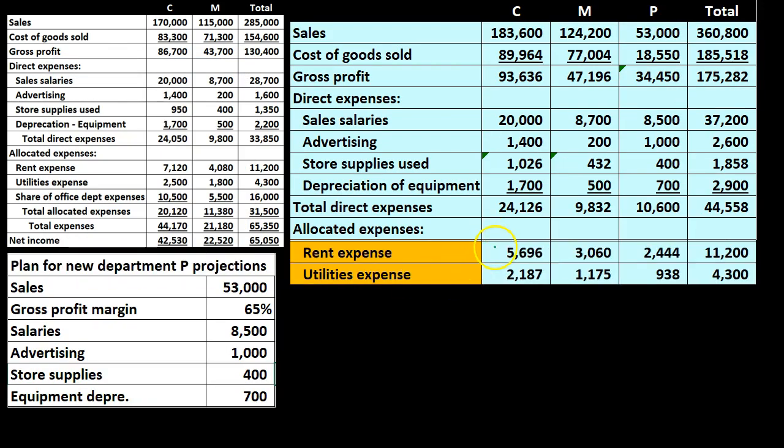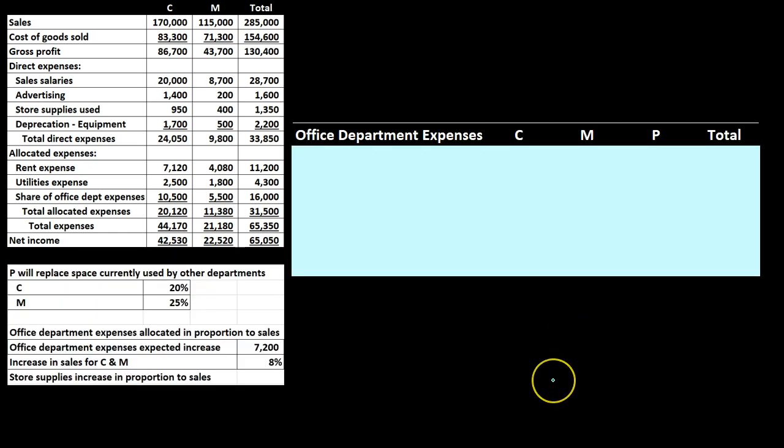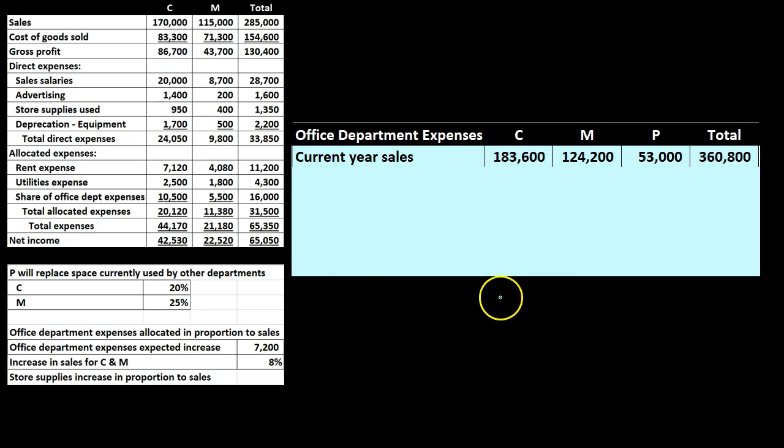So we're going to take those two items and allocate them out in our projected income statement or forecasted income statement. Then we're going to have the share of office department expenses. That's going to be this item that we're going to need to then allocate to office department expenses. We're going to be using sales in order to do that. Now again, remember that sales has nothing to do with really the office department expenses, but we think that the ratio of sales is an appropriate activity base for us to use in order to apply out the office department expenses.